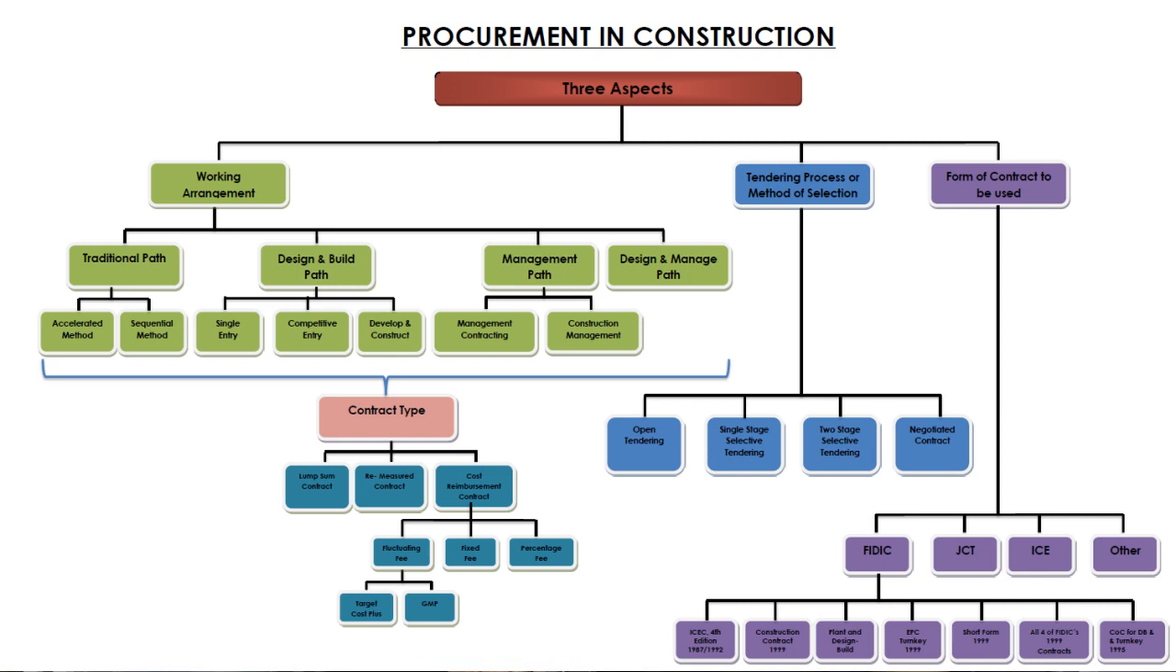Now, we can mainly identify in the industry there are four main working arrangements. The first one is traditional path, and most of the construction projects are going through the traditional path in general, maybe more than 50-60%. The traditional path has two main ways of delivering it, that is sequential method and accelerated method. So we'll come back to that in a second. Let's understand what traditional path really means.